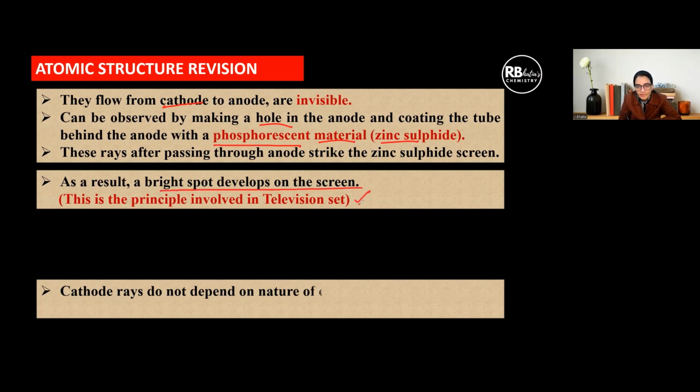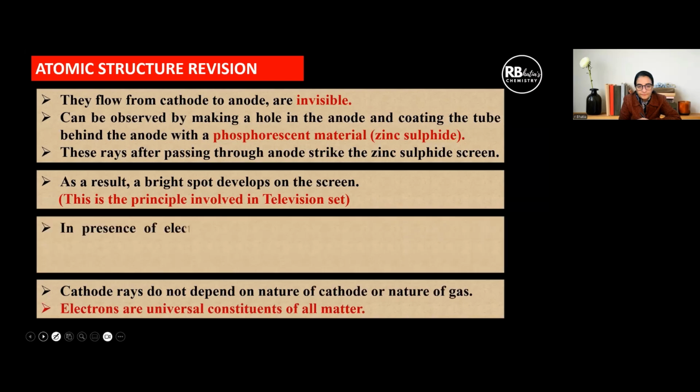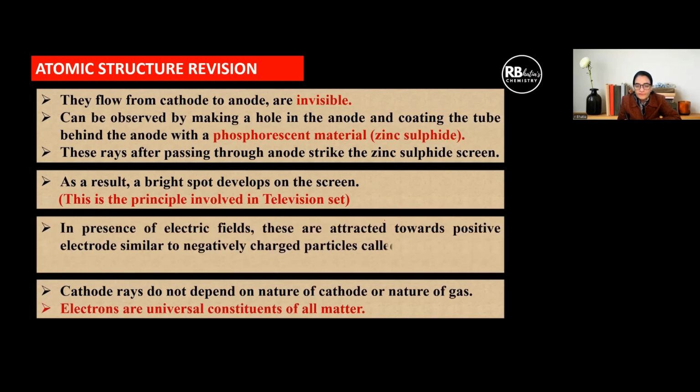And the next question that is probable, either as MCQs or a 1 mark question, the principle involved in a television set. So a television set works on the principle of cathode rays, the invisible rays. In presence of electric fields, these are attracted towards positive electrodes, similar to negatively charged particles called electrons. This helped to conclude that cathode rays are made up of electrons.